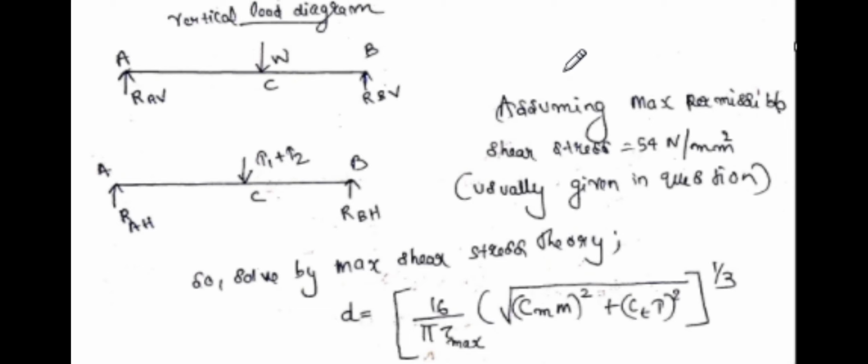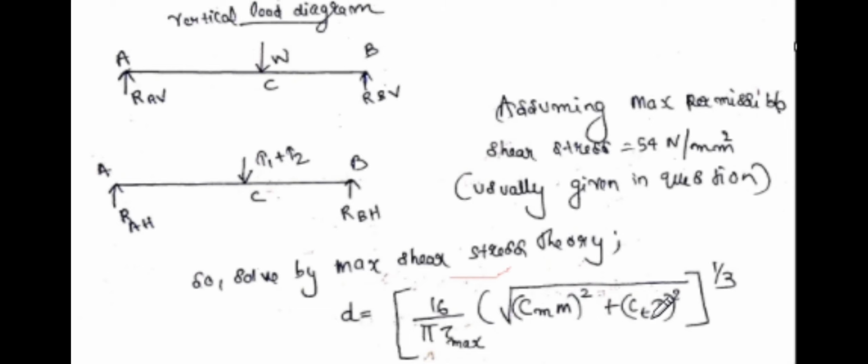That's the way in which I am solving, just assuming a value of maximum permissible shear stress as 54 Newton per mm square. That means this question only has the value of shear stress, so obviously you should solve it by maximum shear stress theory. This is the equation for maximum shear stress theory, the required equation. We have to find the M and the T. That's the only task we have to do.